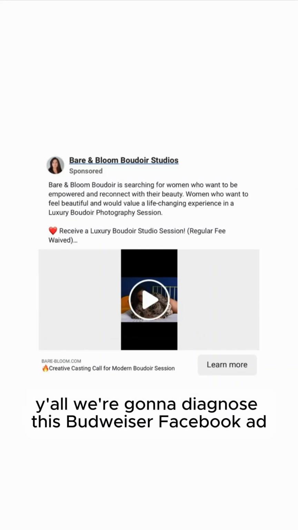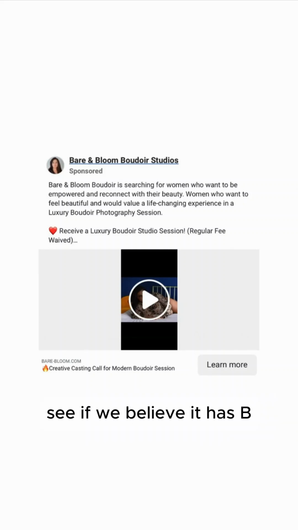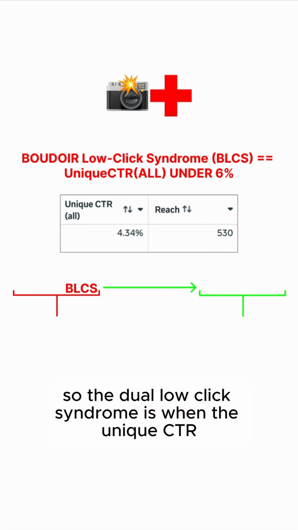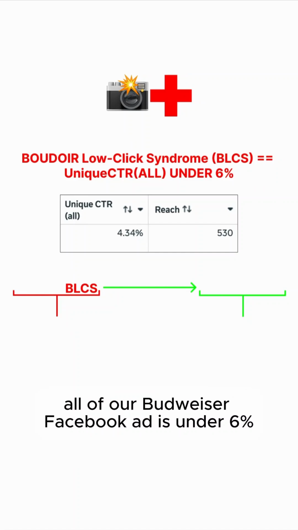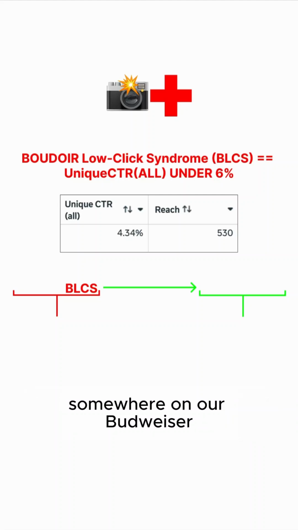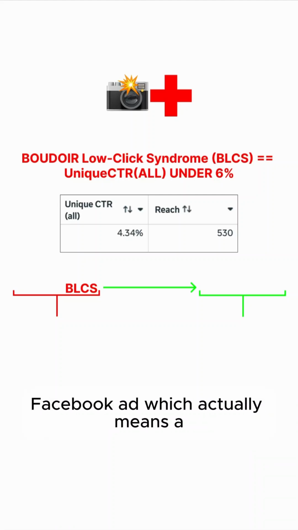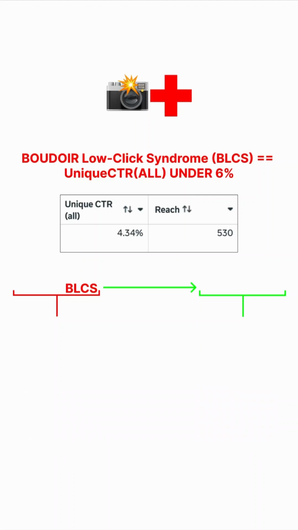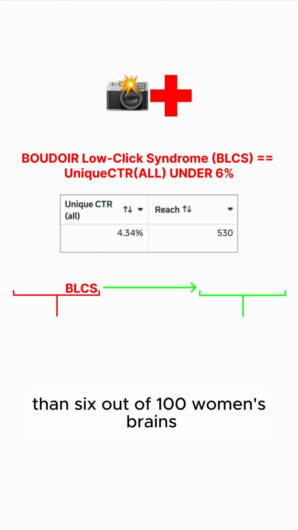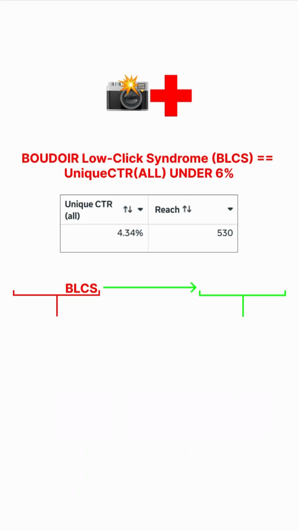All right, y'all, we're going to diagnose this Boudoir Facebook ad, see if we believe it has BLCS, aka Boudoir Low Click Syndrome. Boudoir Low Click Syndrome is when the unique CTR of our Boudoir Facebook ad is under 6%. That means fewer than 6 out of 100 women are clicking somewhere on our Boudoir Facebook ad, which actually means our Boudoir Facebook ad is getting into fewer than 6 out of 100 women's brains.